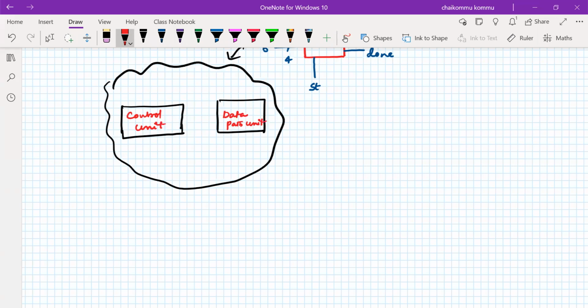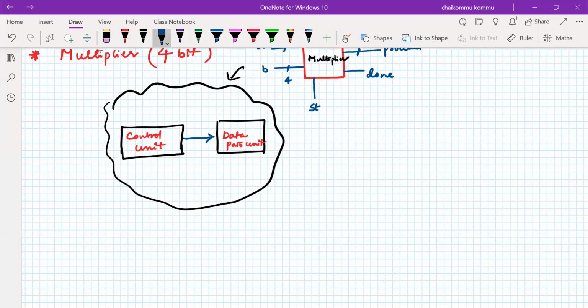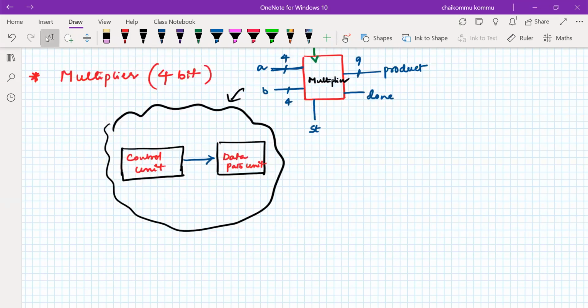At what time, which operation has to be performed, that is decided by the control unit. Therefore, the sequence of operations is performed based on the control unit information. That means the control unit must generate the necessary control signals so that the operation will be performed by the data path unit. Right, so that's what we can understand. Okay, keep this in your mind.